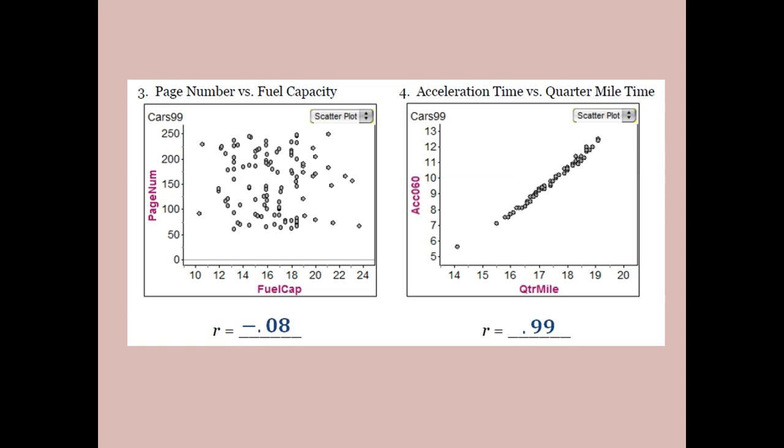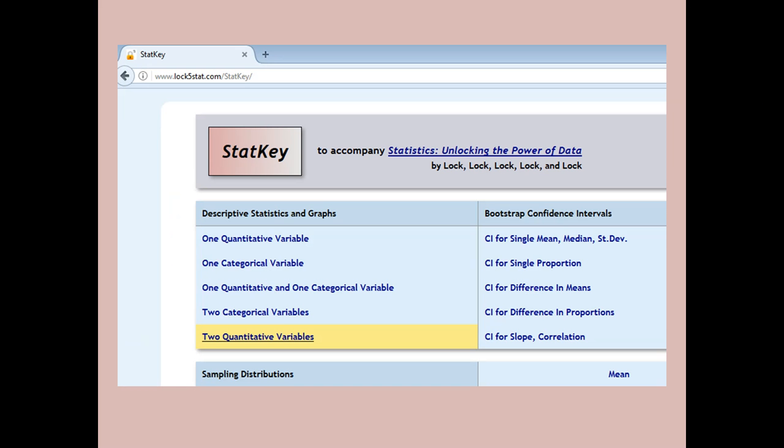So that's very, very linear, and we're seeing that in the correlation where it's so close to positive 1. You can find the correlation using StatKey. The option that you want is in the lower left of that upper part of the home screen for StatKey. Under Descriptive Statistics and Graphs, what you want is 2 quantitative variables.